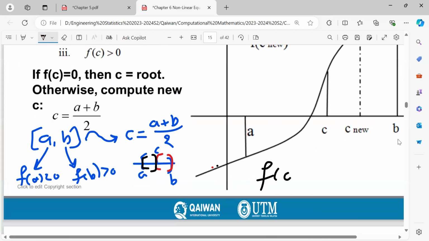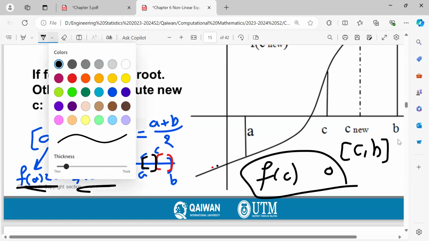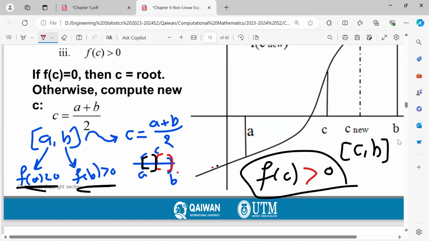If f of C is less than 0, we take C with the endpoint of the previous interval which has a positive sign. Which of these has a positive sign? B. So our new interval is C and B. What if f of C is greater than 0?